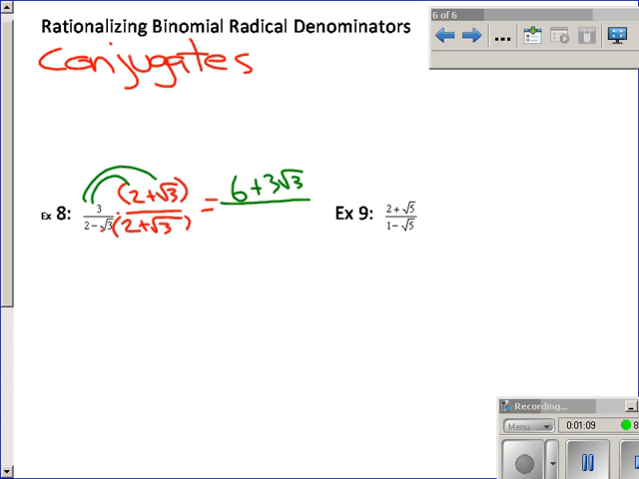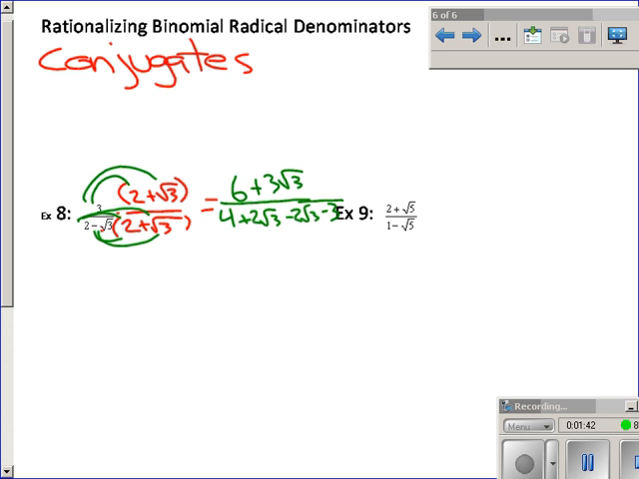For the bottom, we're going to FOIL just like we did before when we multiplied binomial expressions. So 2 times 2 is 4. 2 times positive root 3 is 2 root 3. Negative root 3 times 2, well, that's a negative 2 root 3. And then we have a negative root 3 times a positive root 3, because it's a negative, and we know root 3 times root 3 is just 3.